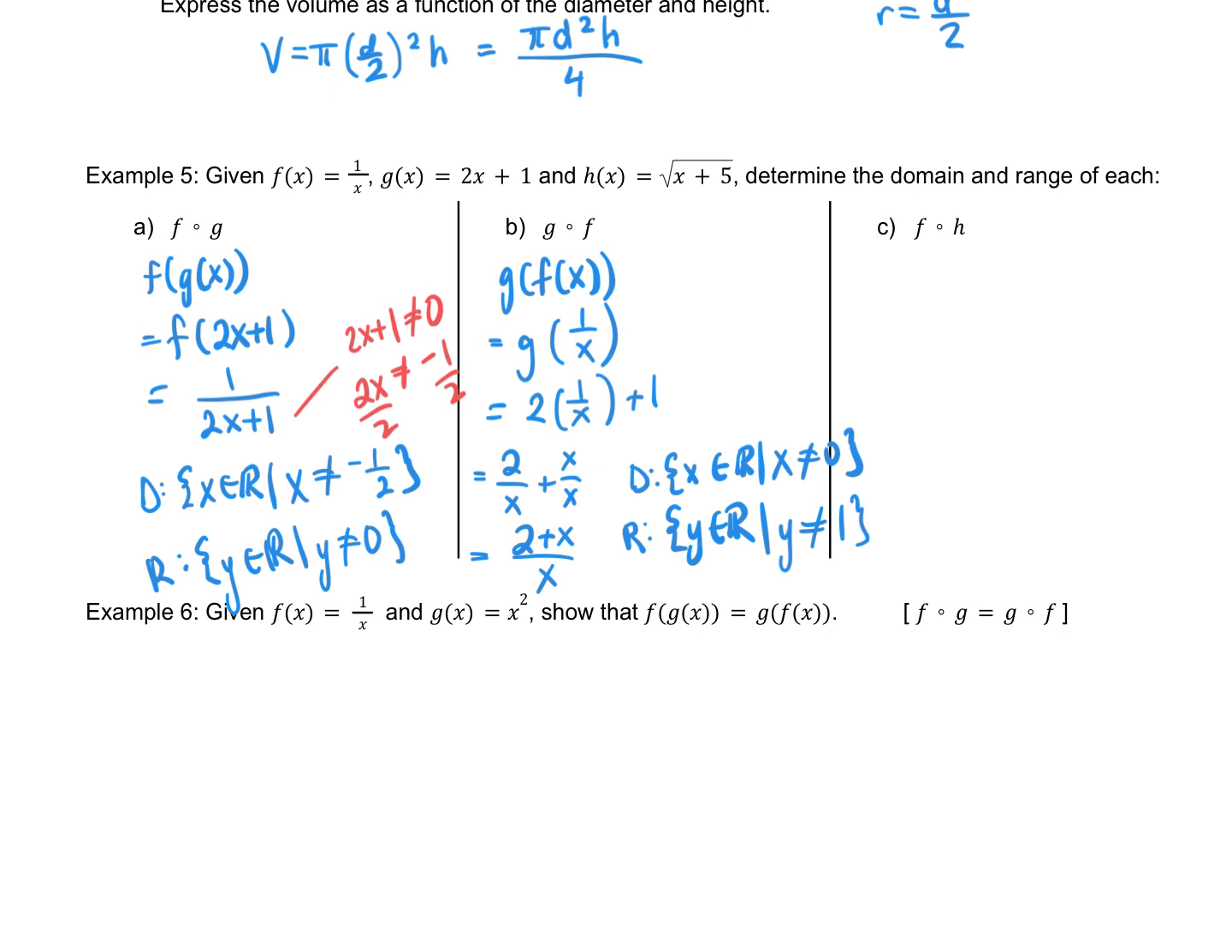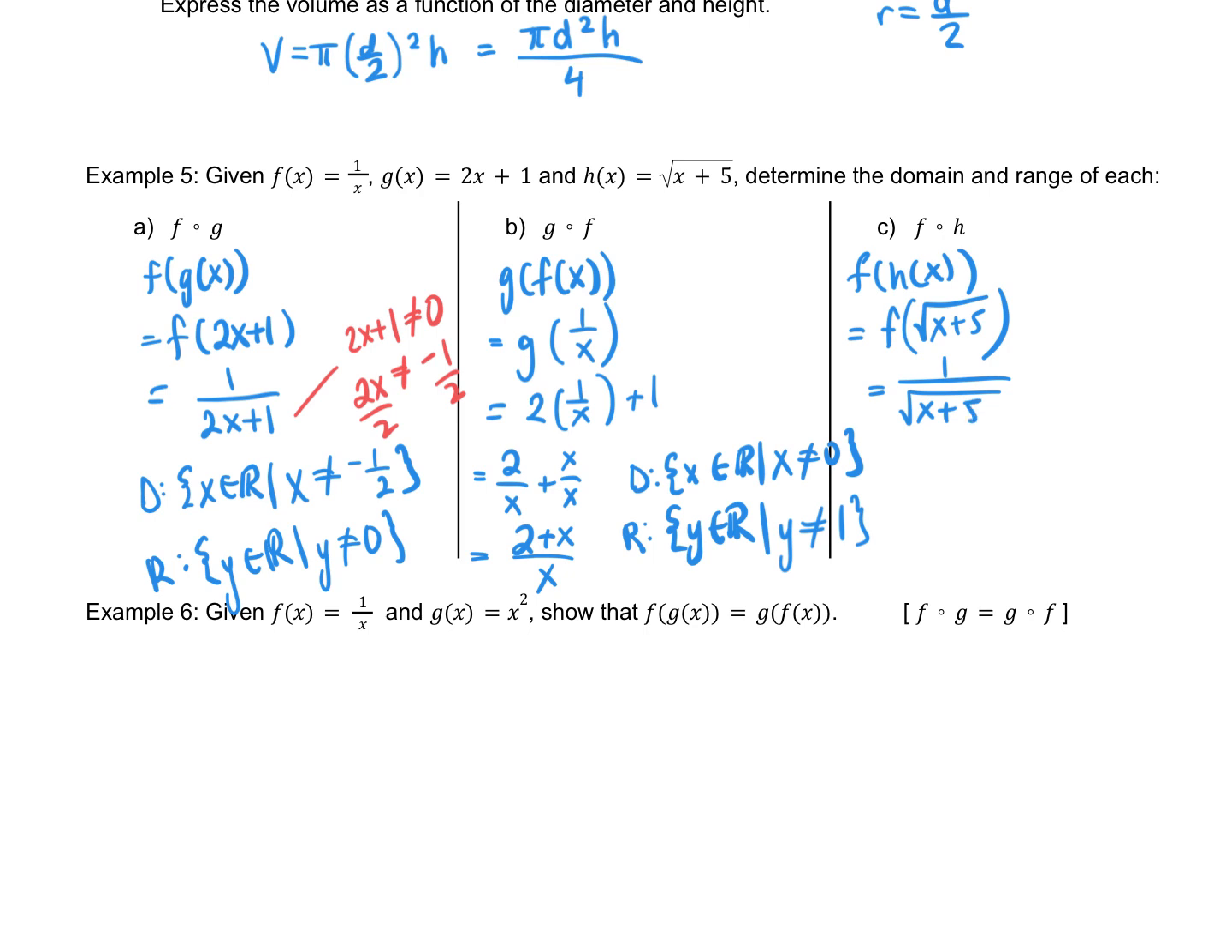All right, final one. We want f of h of x. And h of x, the inside function, is the square root of x plus 5. So let's see what that's going to be. We're taking that inside function and putting it into the rational. So 1 over the square root of x plus 5.